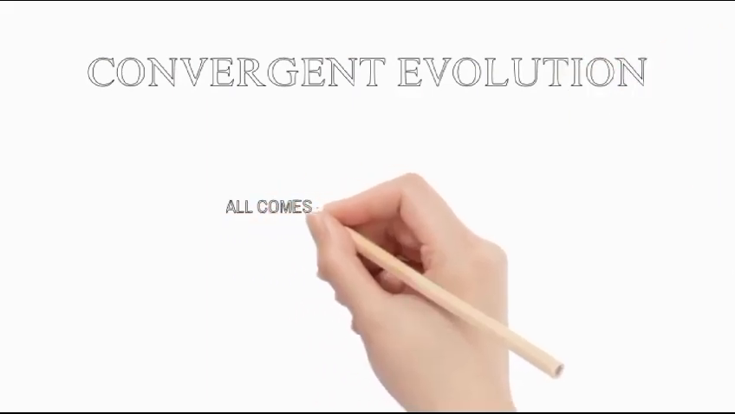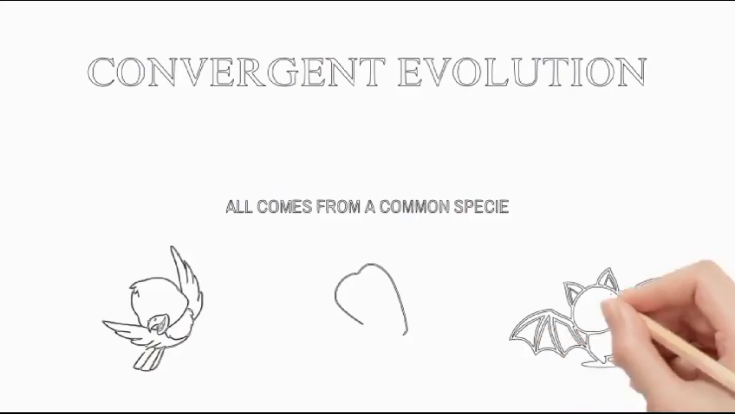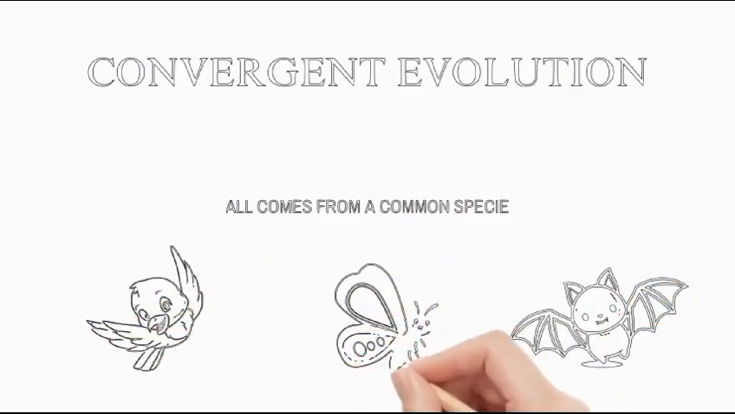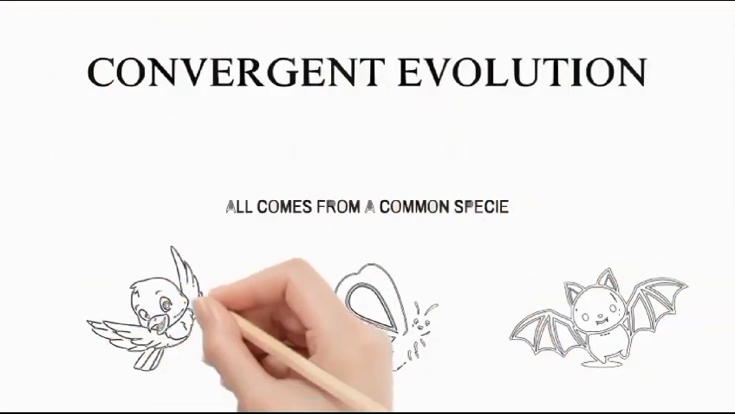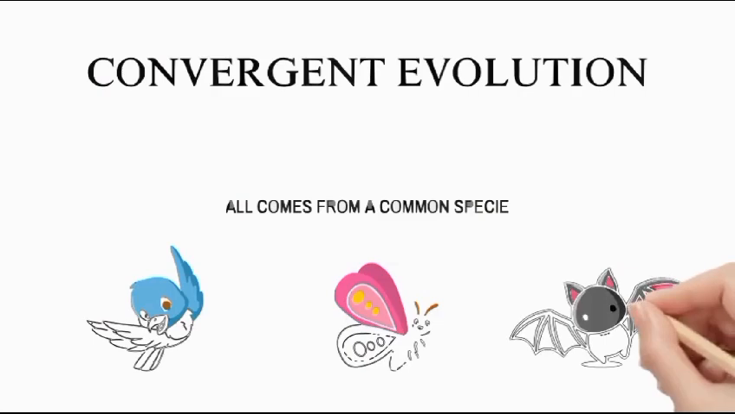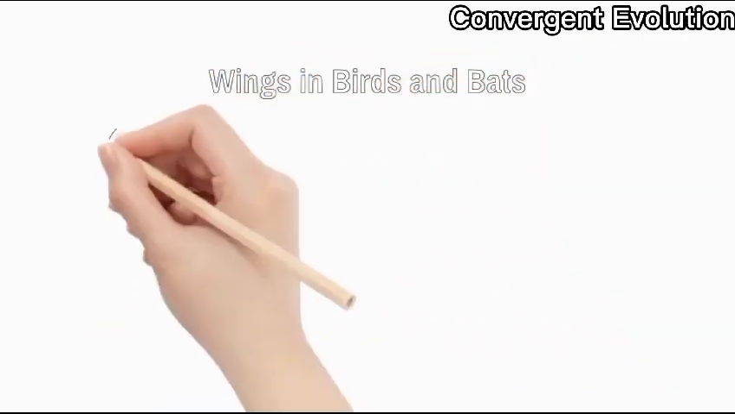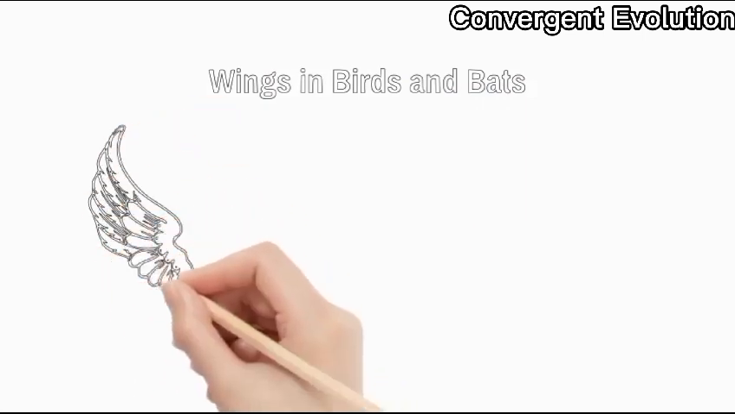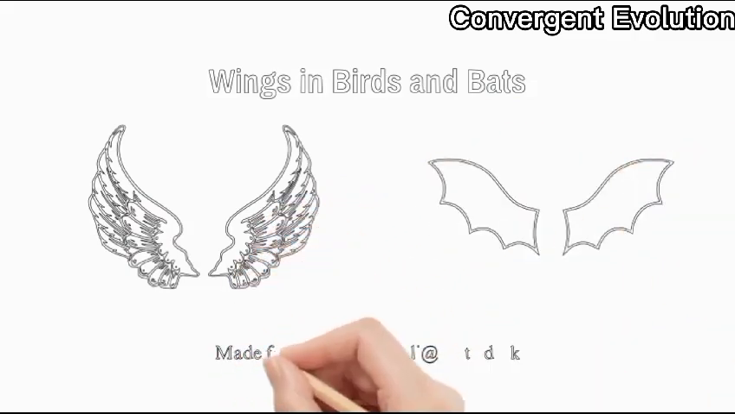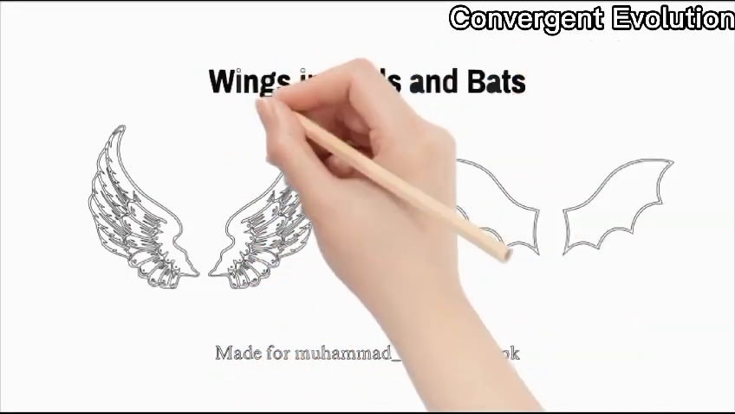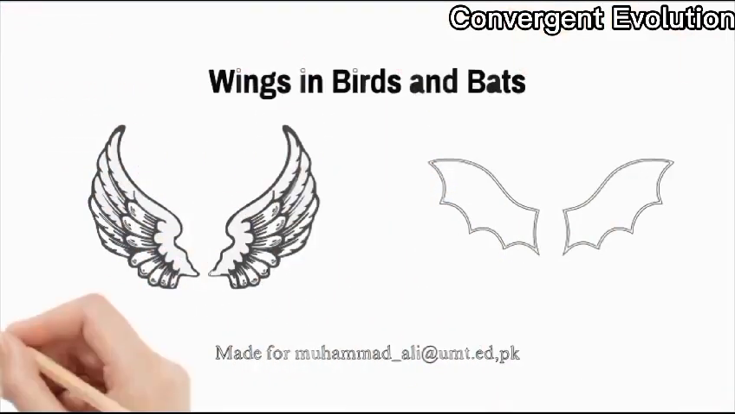Convergent evolution. Convergent evolution leads to similar traits in species that are not closely related but live in similar environments. It occurs when unrelated species develop similar traits in response to similar environmental pressures, leading to the independent development of analogous structures. For example, similarity between the wings of birds, bats, and insects. Although composed of different bones, muscles, and skin, they perform the same function: to fly. This demonstrates convergent evolution.